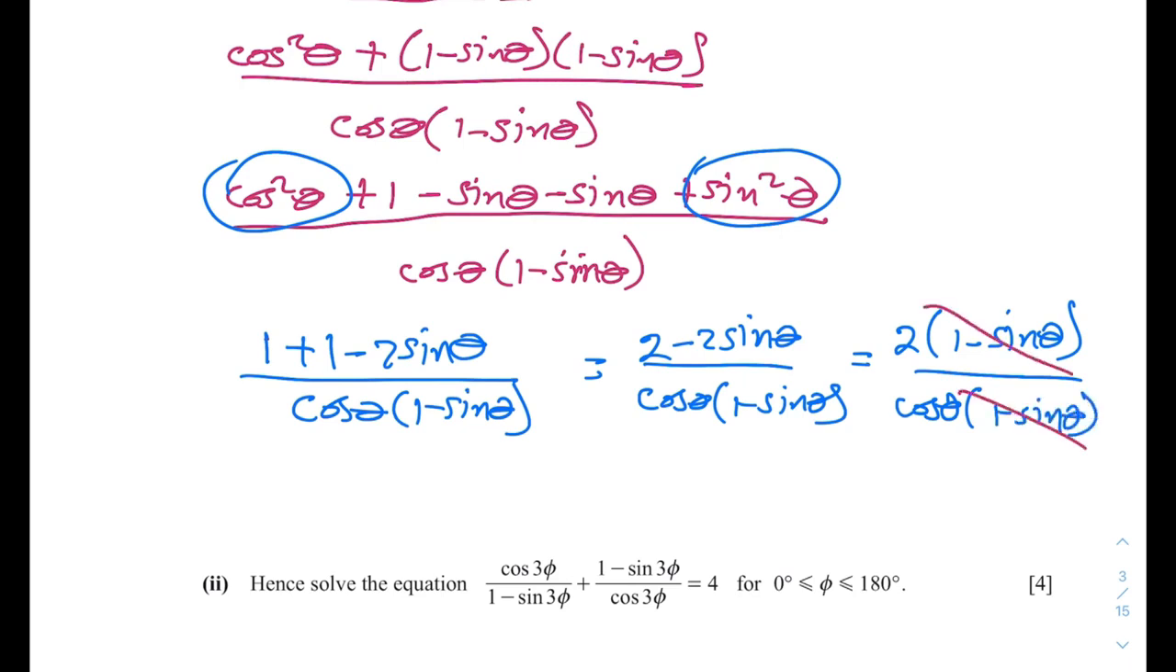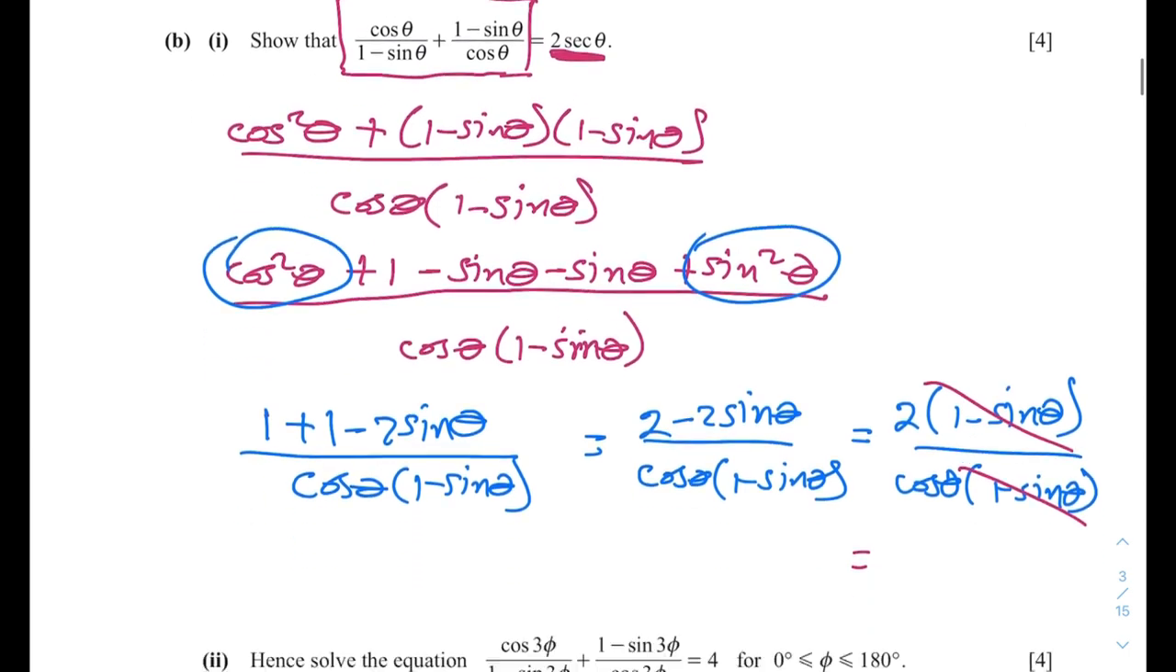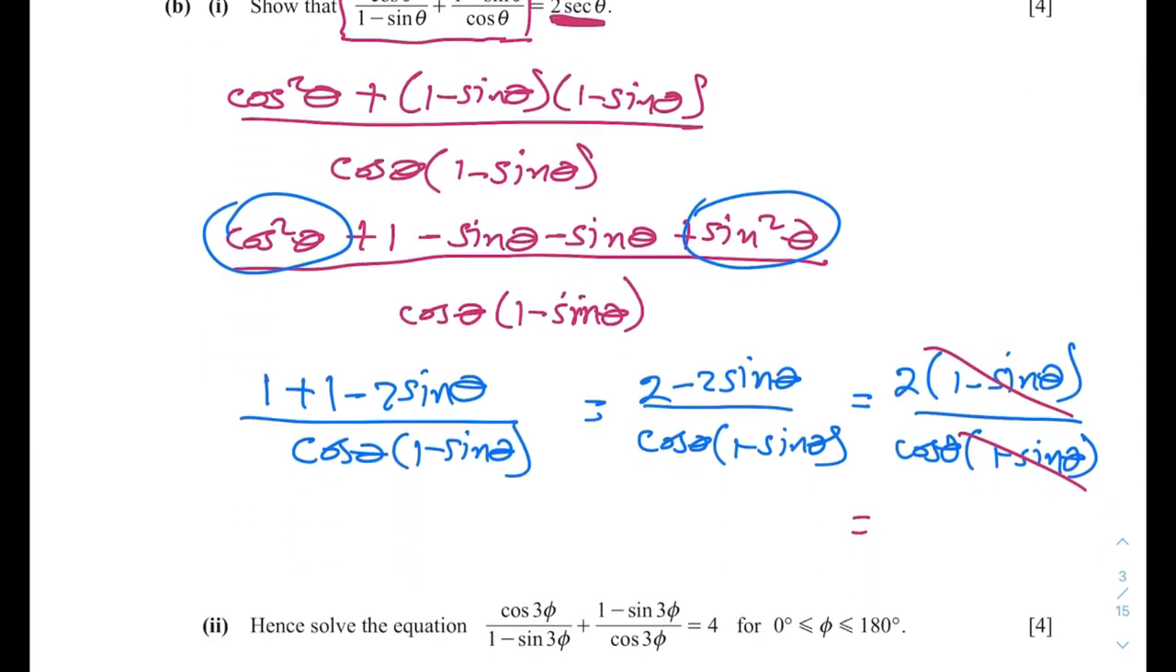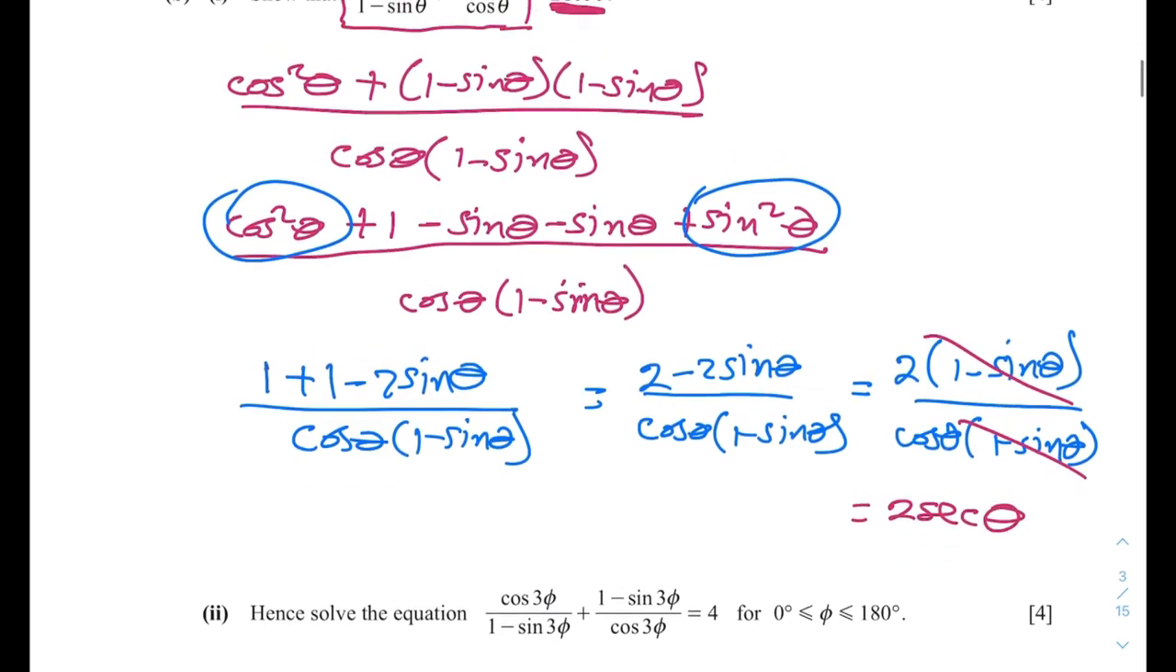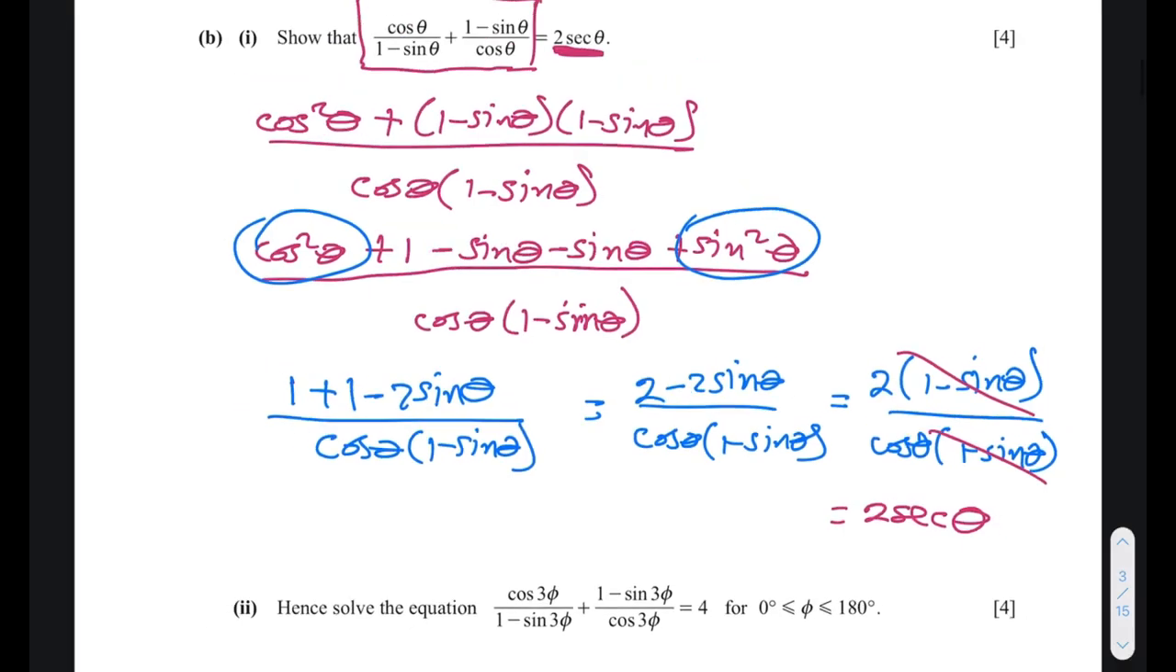Now, this and that will cancel out. And now what you have is 2 over cos theta. But 1 over cos theta is sec, right? So that means our answer is basically 2 sec theta. Okay, so we have proven it. Really great.